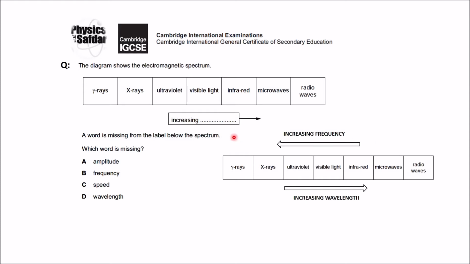Now look at the question, increasing, and you can see the arrow. That means on this electromagnetic spectrum you are moving from gamma rays to the radio waves. Increasing what? Option number 1, amplitude, frequency of radiations, speed and wavelength. When you compare your question with this standard pattern, it is very clear. When you move gamma rays to the radio wave, this is the case of increasing wavelength. That's why option D is the right answer here.